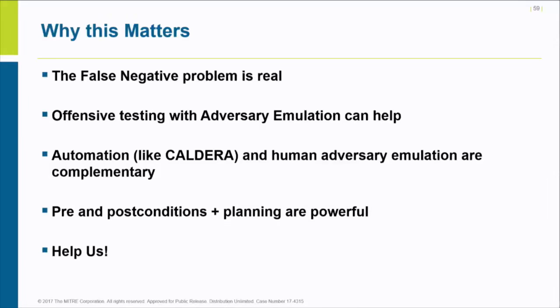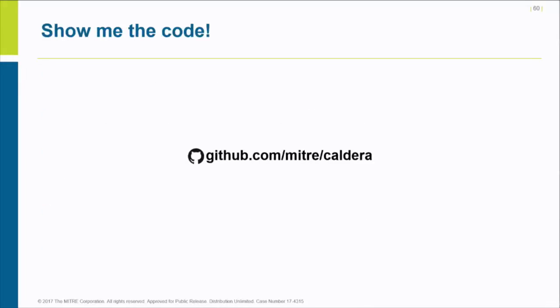Pre and post conditions. We spent a lot of time talking about that. Hopefully we didn't bore you. I think it's really interesting. And if you get anything from this talk, it's that thinking about this problem as a planning problem can be really powerful. And finally, this is a difficult problem. We're open sourcing it because we think it can help the community and help us help you. And finally, this is the GitHub. This is the repo. Feel free to download the code and use it.